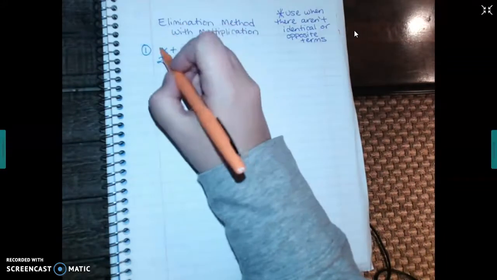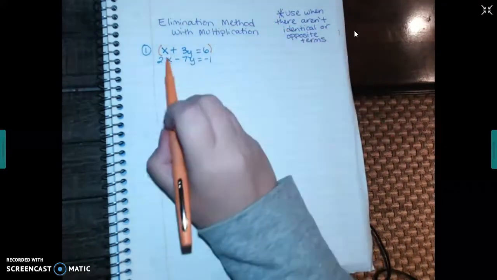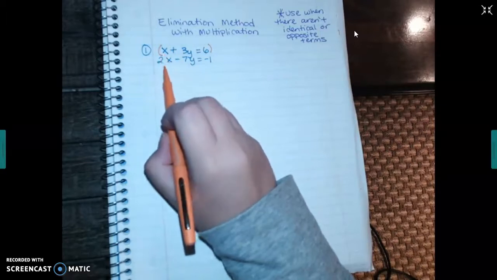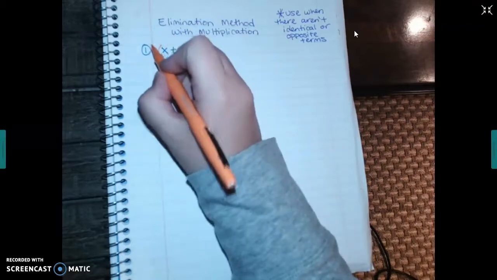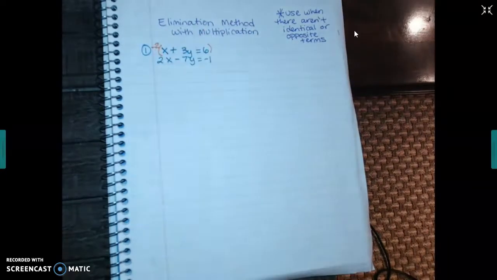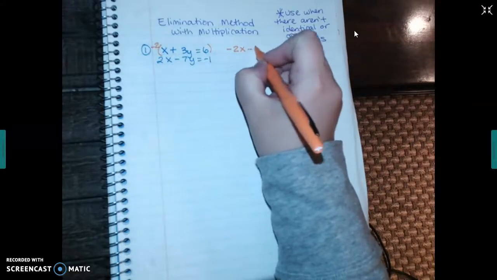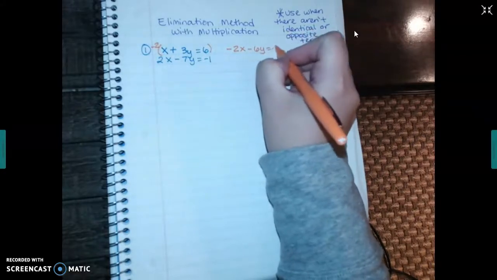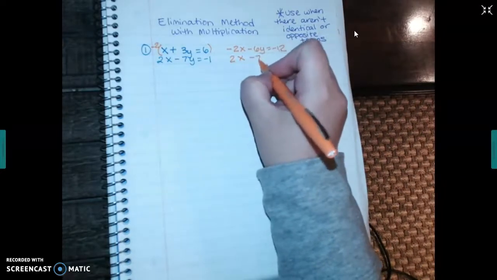I like to use addition, so I'm going to create an opposite. We have 2x for the second equation. I want to create the opposite of that, which would be negative 2x. So I'm going to multiply the whole first equation by negative 2. And that's going to give you negative 2x minus 6y equals negative 12. Your second equation will stay the same.